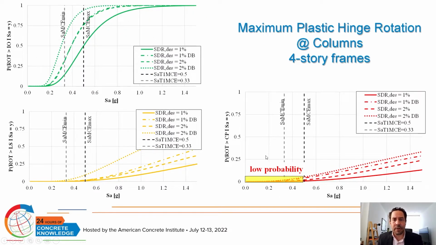Similar conclusions can be gathered for the plastic hinge rotations. Here, green indicates immediate occupancy, yellow indicates life safety, and the red ones indicate collapse prevention. Again, when we compare the probability of exceeding the collapse prevention limit, we can see that at the MCE level, the probability is low.